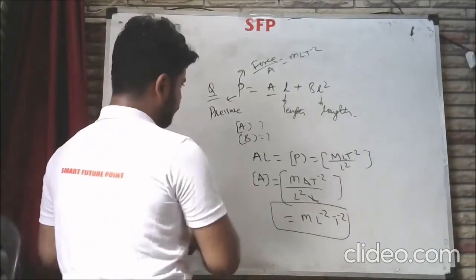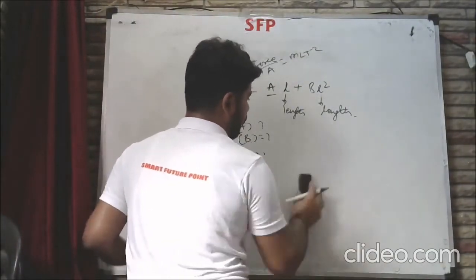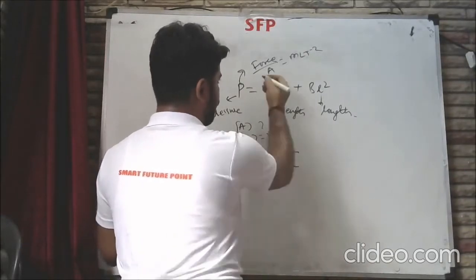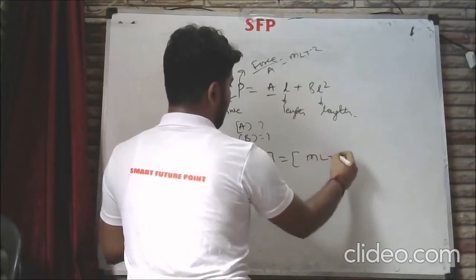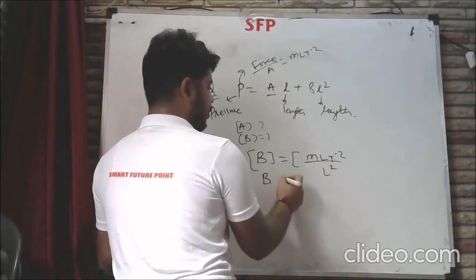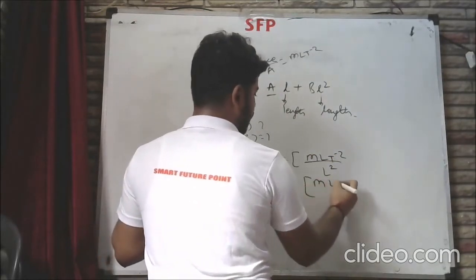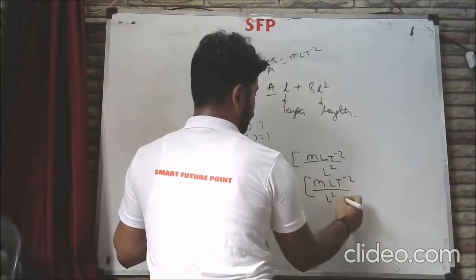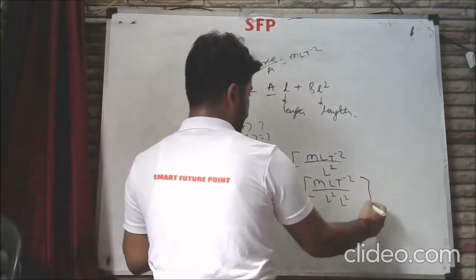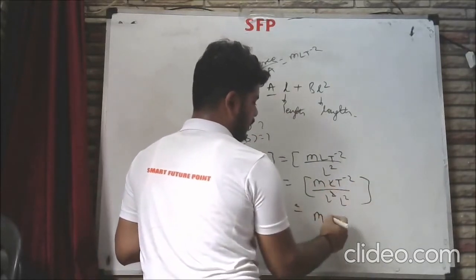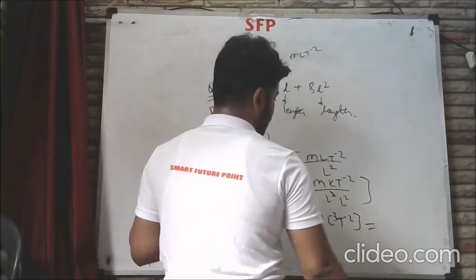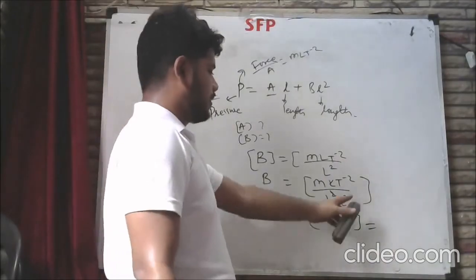Fine. For B, I am going to do the same thing. B times L square will also be equal to pressure. Pressure we found is MLT minus 2 by L square. B has also L square, so it will be MLT minus 2 by L square, and again this L square will go downward. L will be cancelled out. This is nothing but L to the power 1 minus 4, so L minus 3 T minus 2. So this gives you ML minus 3 T minus 2.